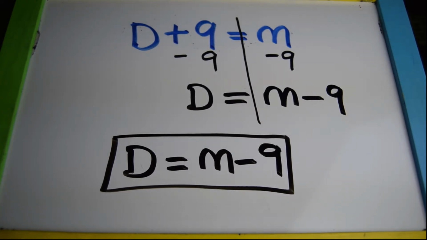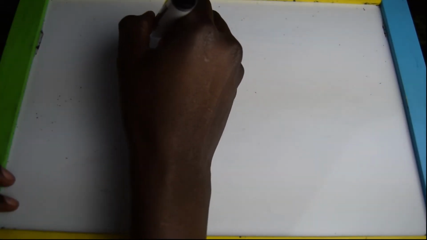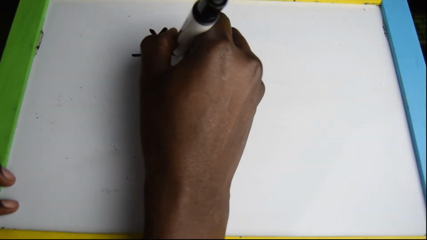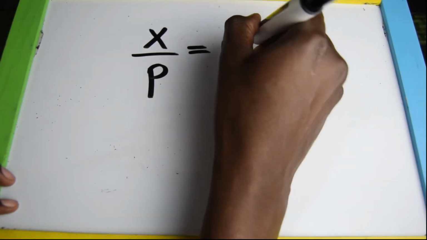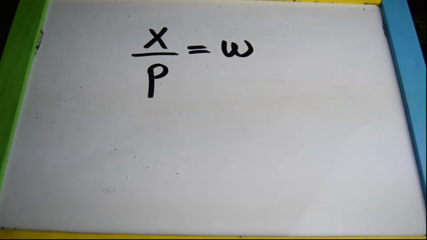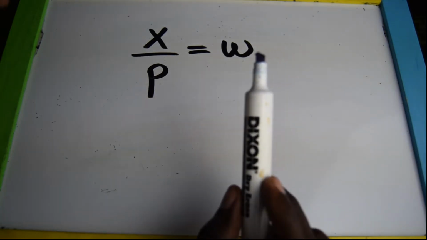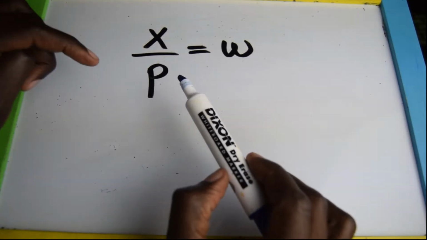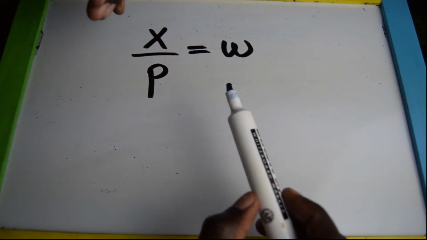Another example. I'm just looking at one-step equations, and now let's look at an equation that involves division. x over p is equal to w, and you're told to solve for x. You see here x is divided by p, but the question is, how do you isolate x by itself?